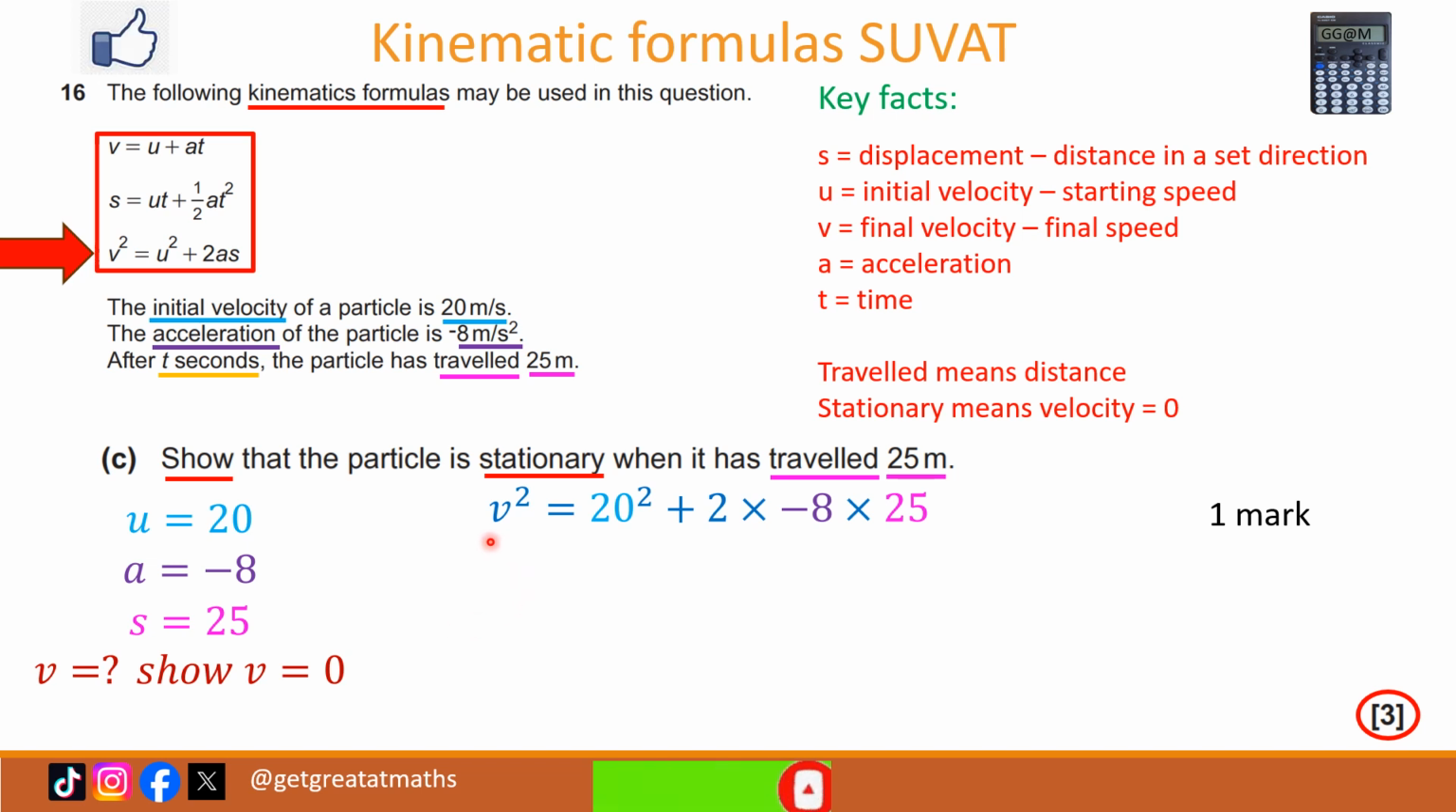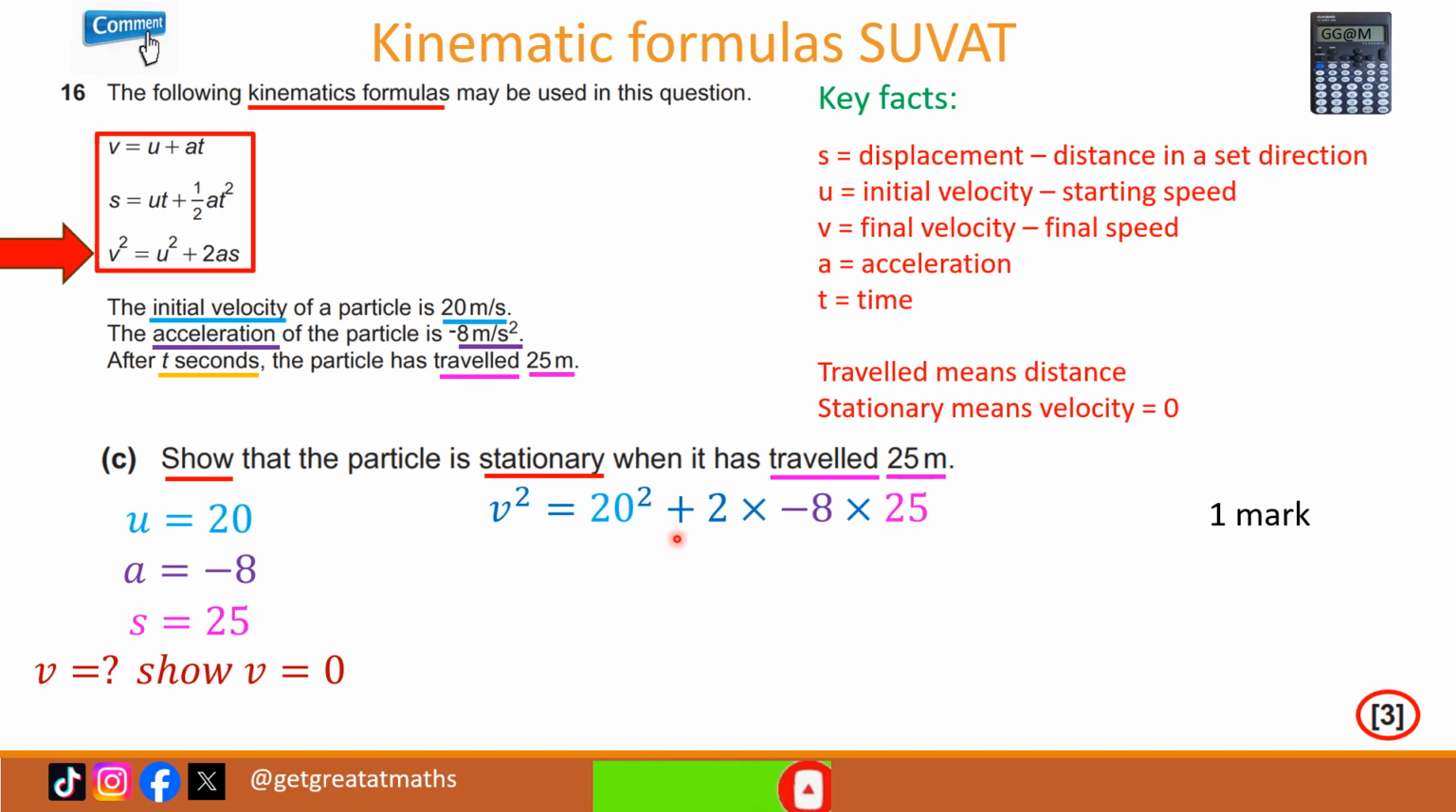We're going to put the values in. So we've got to show that V is 0, so we're just going to leave V on its own to show that this answer here on the right hand side is going to come down to 0. So if you substitute in all these values, so instead of writing U, you write 20 squared, plus 2 times A times S, where A was equal to -8 and S was equal to 25. So substituting in all those values would give you 1 mark.